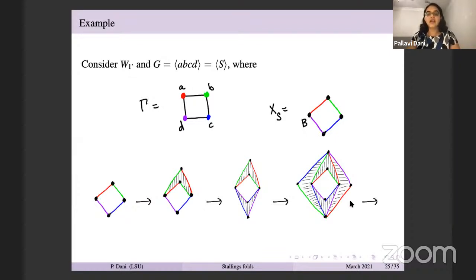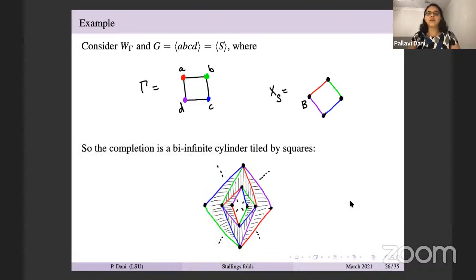It's a periodic thing, and so in the end you get this bi-infinite cylinder, which is tiled by squares. So that's the other extreme. Anyway, since I'm supposed to stop at this point, let me just say that these objects characterize some of these other properties.